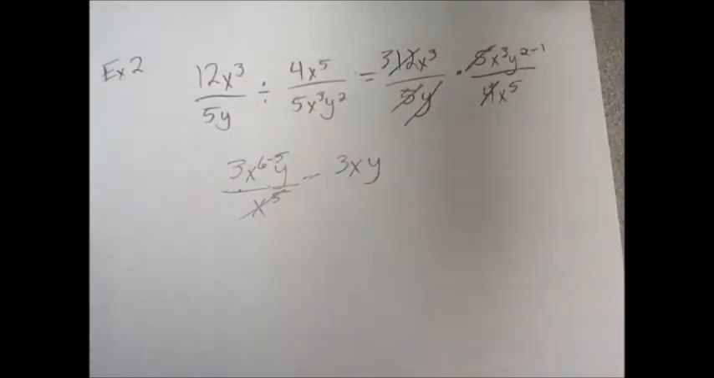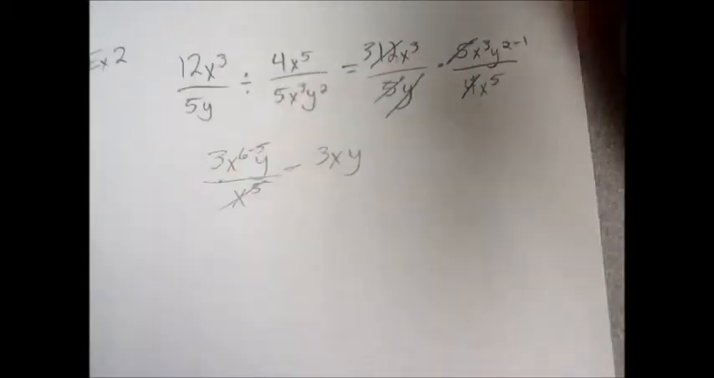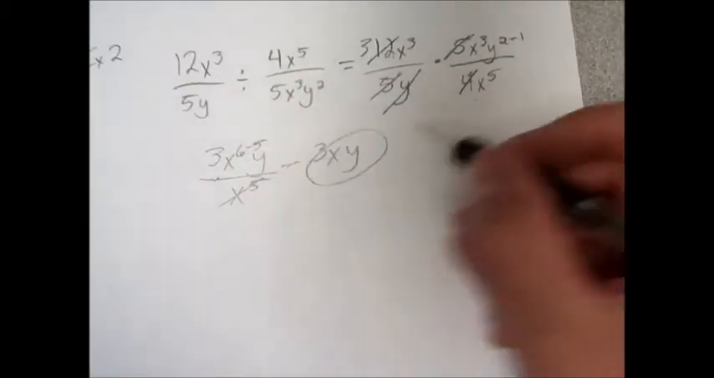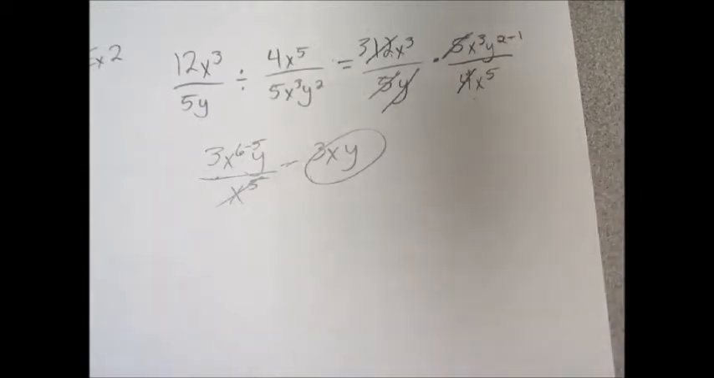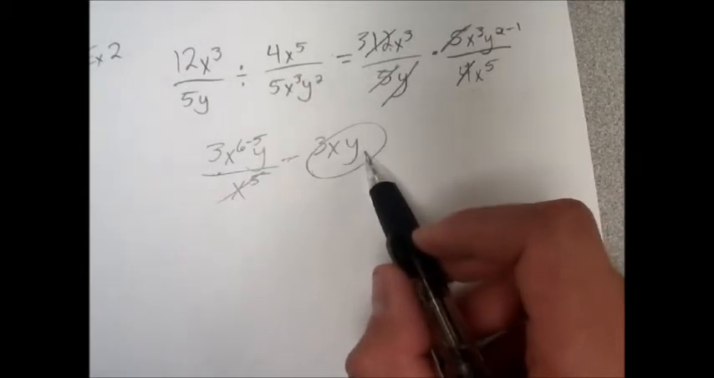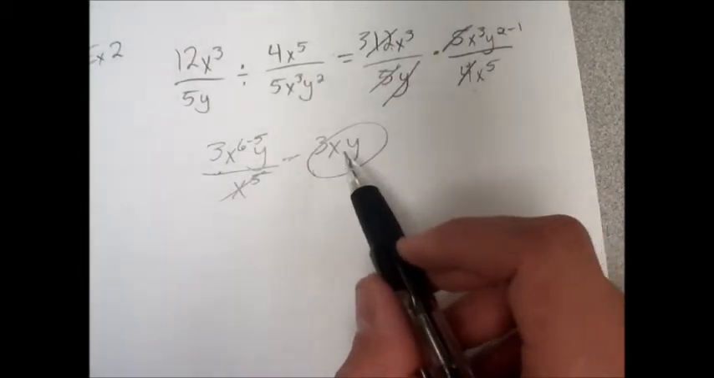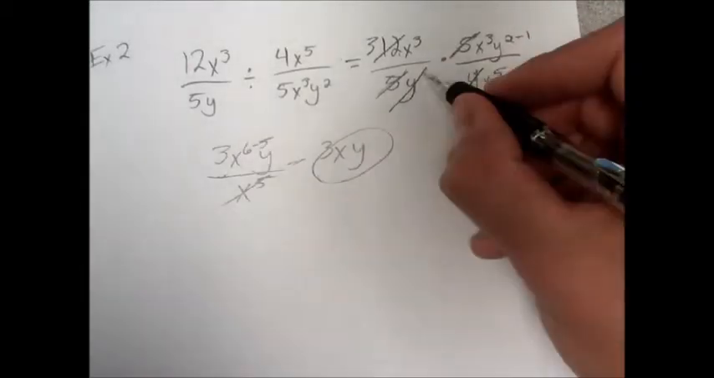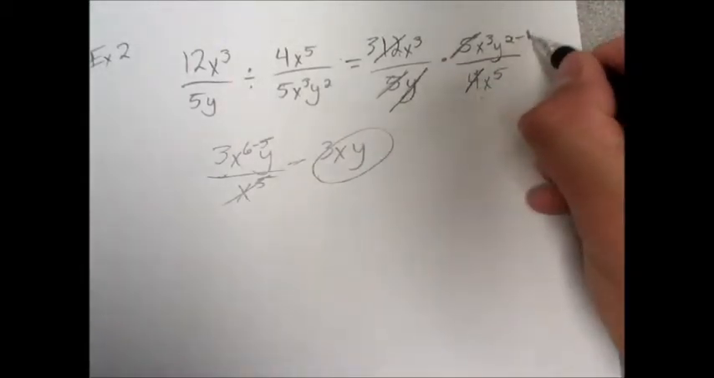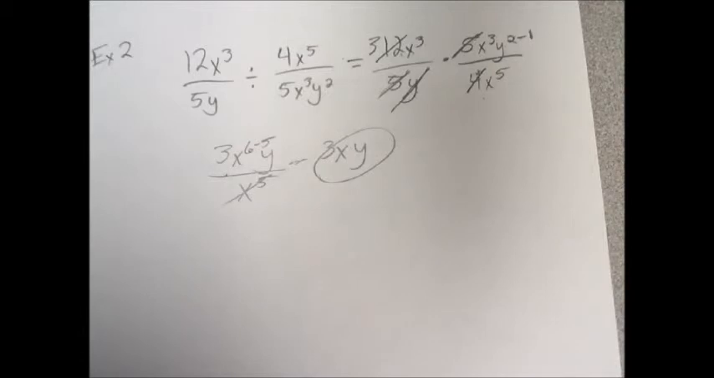Once I'm all said and done, it's just 3xy. Now, in your book, it shows it over 1. You don't have to write that step if you don't want to. Oh, you have 5y. My 5 canceled with my 5. My y moved to right here, because it only cancels one of my y's, right?